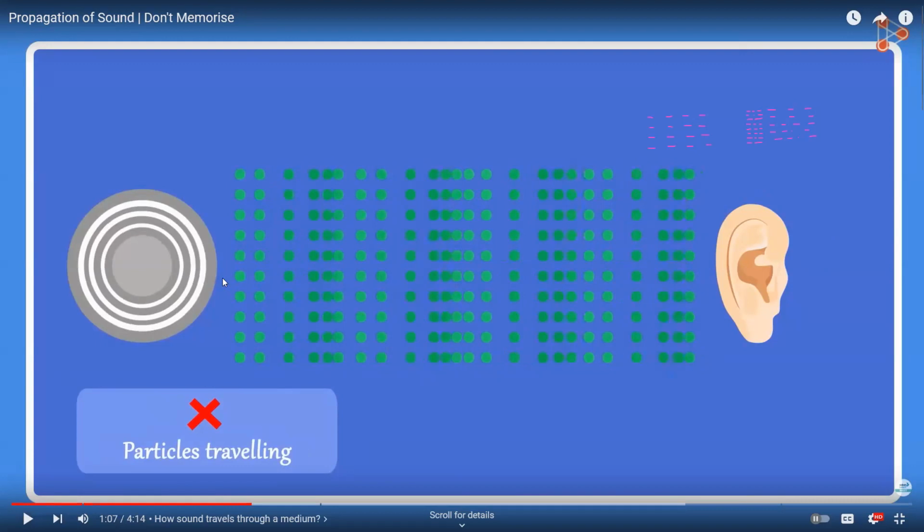So from their mean position, they will start doing the to and fro motion. They are not at all displacing from the source to the listener. They will only transfer the energy to the neighboring particle. That is what you have to remember.